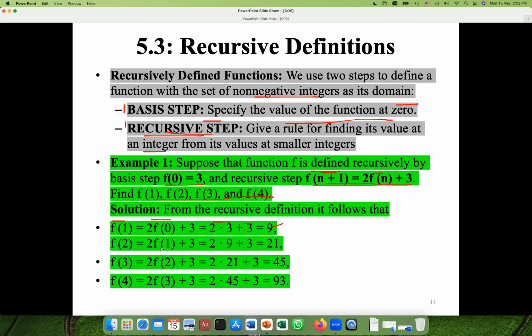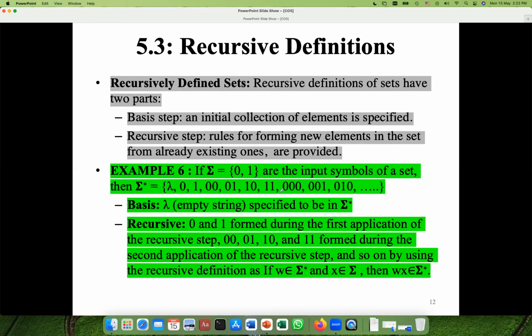Similarly for f(2), this would become 2f(1) plus 3, because f(1) is the previous, smaller value, and this is the next value you are getting. In this way, you can find all these values. It's easy. That's why I have not given too many examples here. It's quite easy, even in the book.